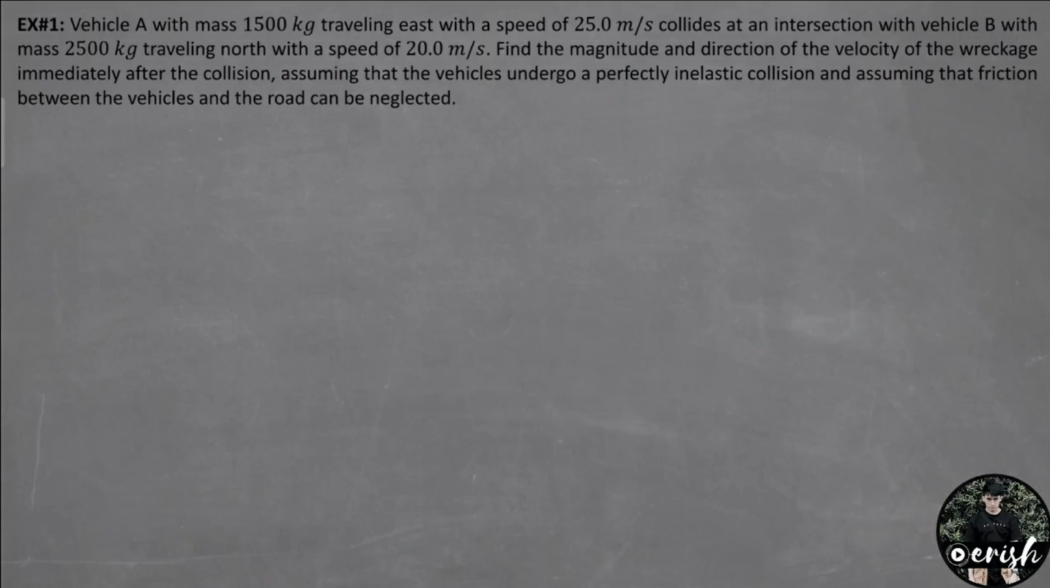Collision in two dimensions. Vehicle A with a mass of 1,500 kg traveling east with a speed of 25 meters per second collides at the intersection with vehicle B with a mass of 2,500 kg traveling north with a speed of 20 meters per second. Find the magnitude and direction of the velocity of the wreckage immediately after the collision, assuming that the vehicles undergo a perfectly inelastic collision and that friction between the vehicles and the road can be neglected.